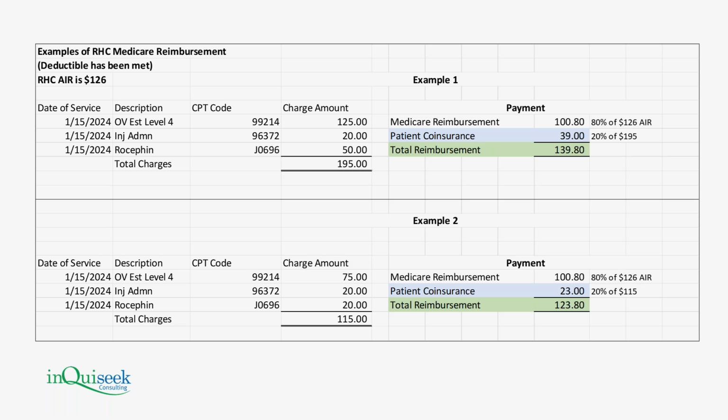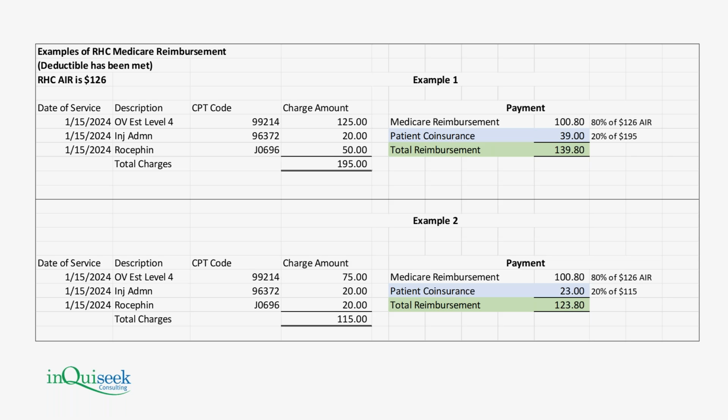So the deductible has been met. In this case, our Medicare reimbursement is going to be 80% of our 126 all-inclusive rate. And then the coinsurance is going to be 20% of the total charges, 20% of 195, or 39. So our reimbursement for this visit is going to be $139.80 if we collect from Medicare and we collect the patient responsibility either from the patient or from their secondary payer. Our maximum possible reimbursement for this encounter is $139.